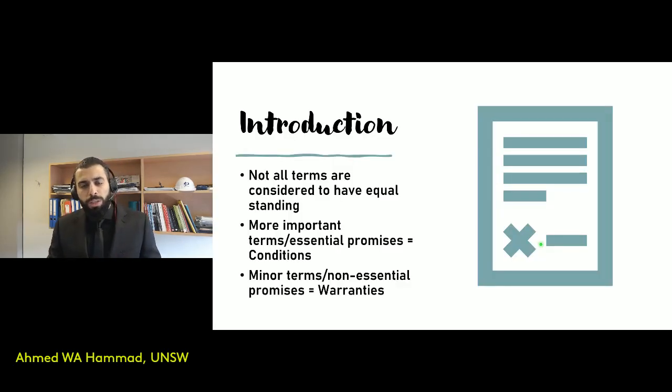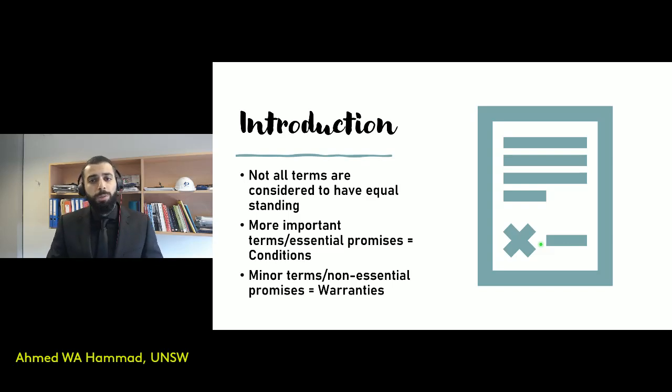So not all terms in a contract are considered to be equally important. You would have the more important terms, or the ones that we refer to as the essential promises, and legally they would be referred to as conditions. On the other hand, you'd have the less important terms, or the non-essential promises, and these would be referred to as warranties. It's important to differentiate between conditions and warranties, particularly when it comes to remedies.